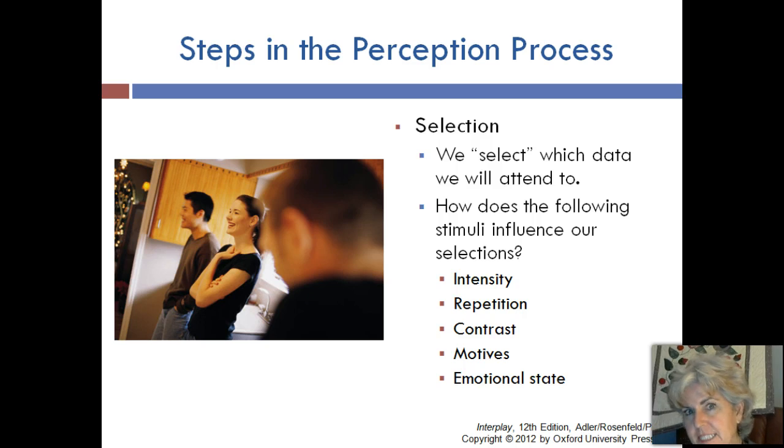Now here are the steps in the perception process. It has several different stages, the first of which is selection. Selection is essentially noticing. It's how you notice certain things. We don't attend to every bit of stimuli that bombards us all the time. If we did, I think we'd be a bit crazy.